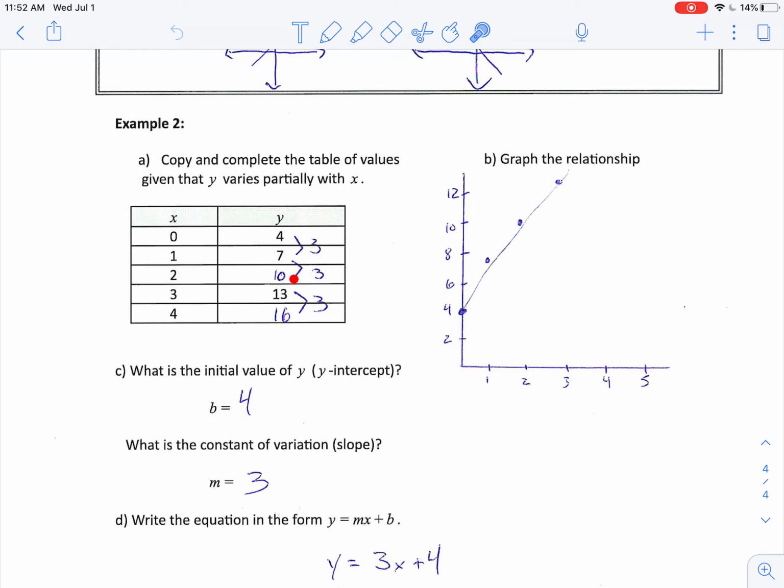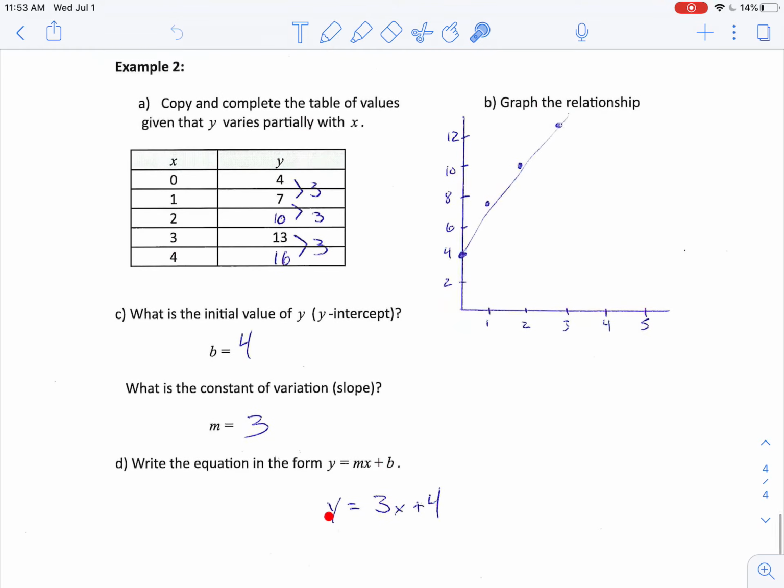The difference between 10 and 7 is 3. The difference between 13 and 10 is also 3. So the constant of variation, or the slope, is 3. So write an equation in the form of y equals mx plus b. Well, y is equal to our rate of change, which is 3x, plus our y-intercept, which is 4.